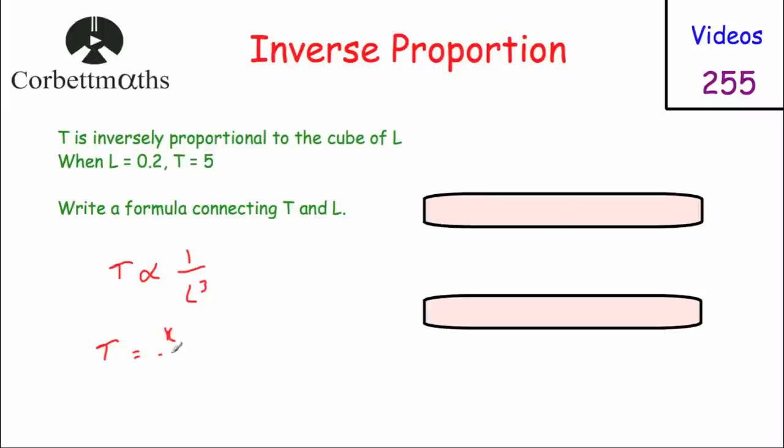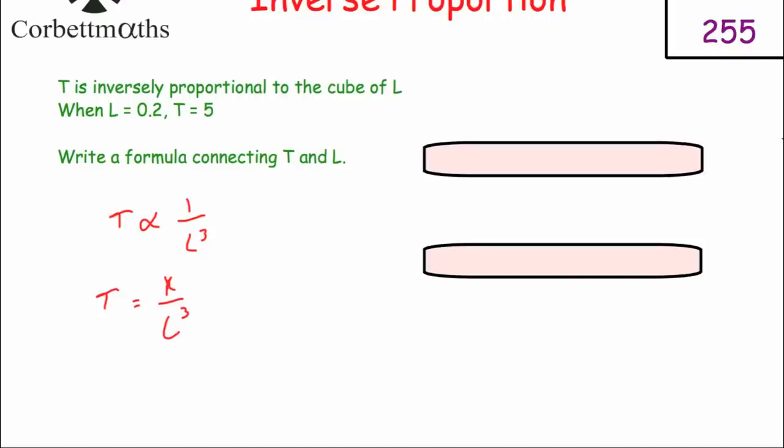Okay, so we'll have k over l cubed. The reason is we've multiplied this by k, and whenever you multiply this by k, the k will be on the numerator. Now we're told some information. We're told whenever l is equal to 0.2, t is equal to 5. So let's substitute those in.